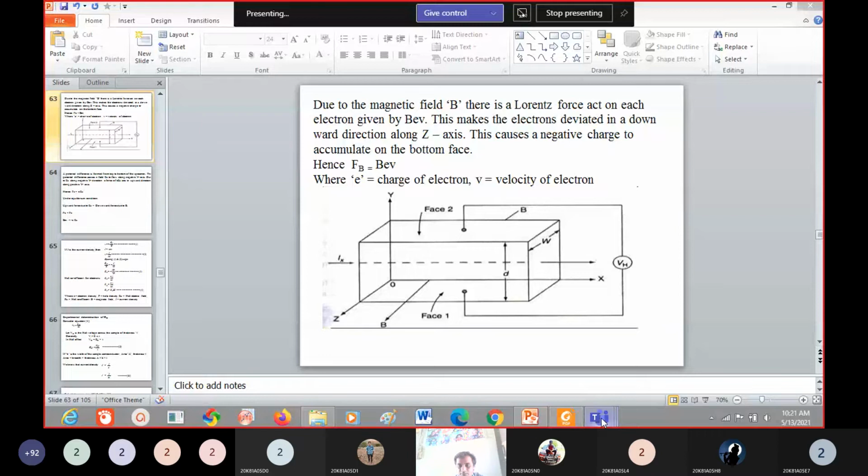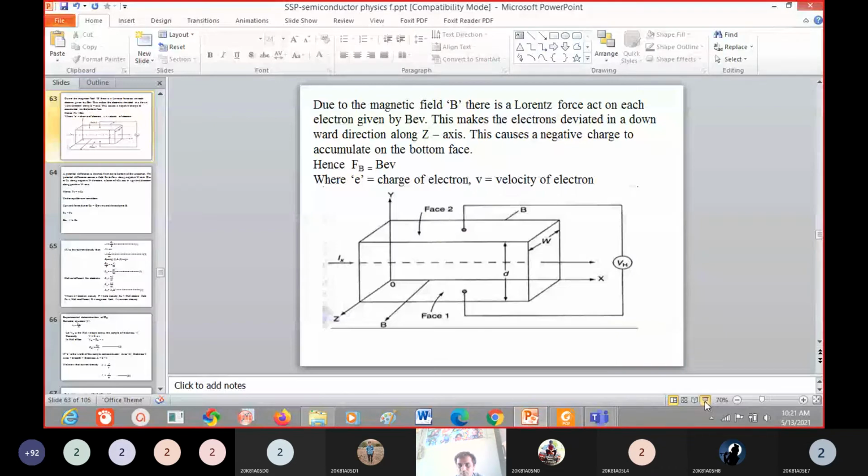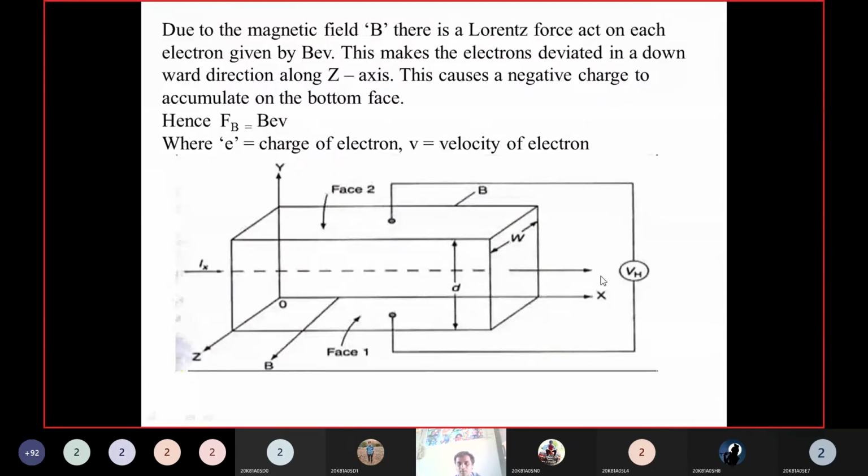Yes, now the screen is visible. Here the current is carried along the x direction. The magnetic field direction is outward from the screen. The force direction is downward. Due to magnetic field B, there is a Lorentz force acting on each electron. If an electron is moving inside the magnetic field, some force will be acting on that electron.